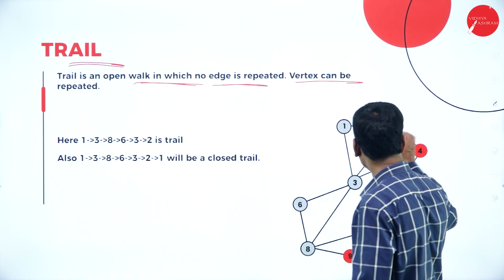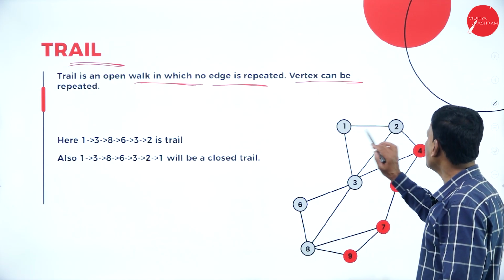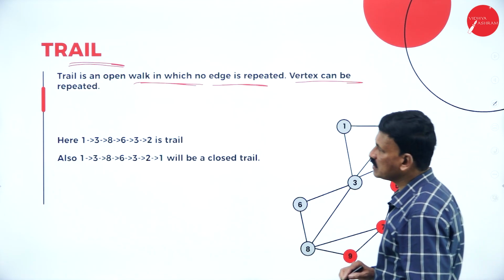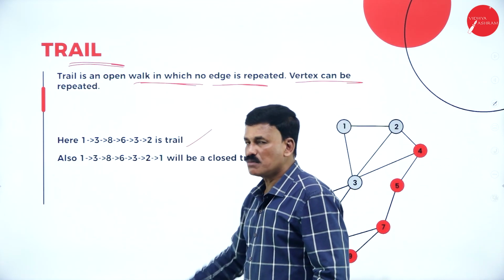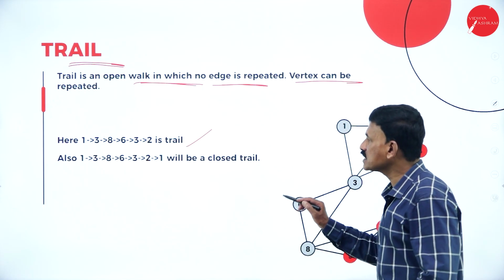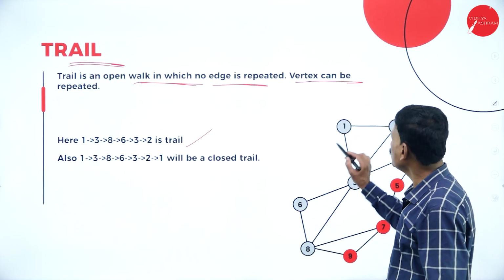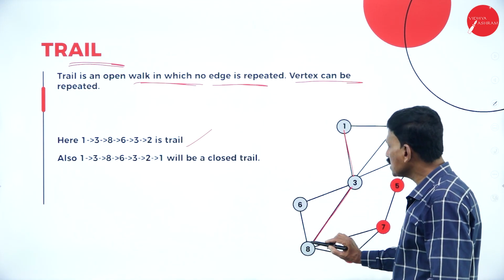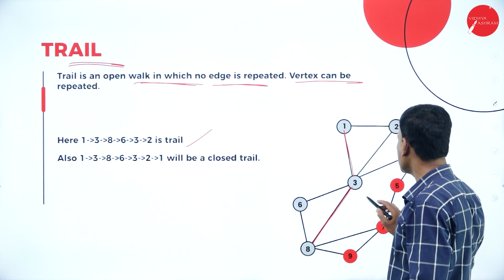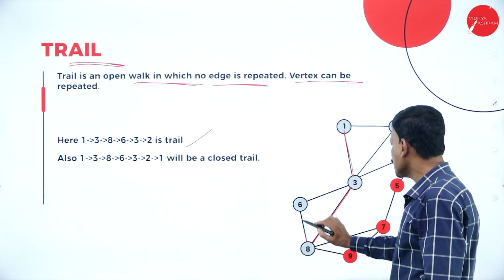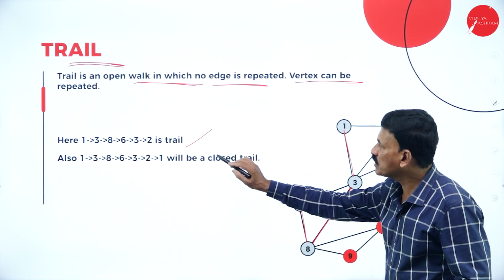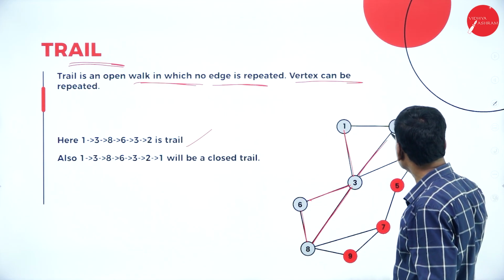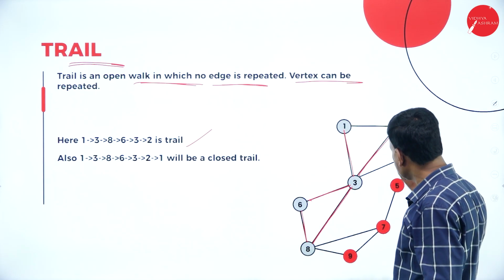Here there are 9 vertices: 1, 2, 3, 4, 5, 6, 7, 8 and 9. Now let us come to an example for a trail. Let us connect 1 to 3, again 3 to 8, again 8 to 6, again from 6 to 3, and again from 3 to 2. So this is an example for a trail.